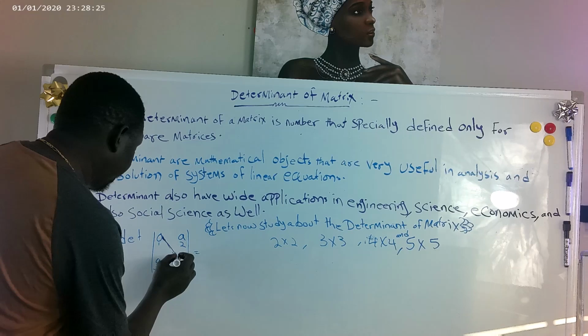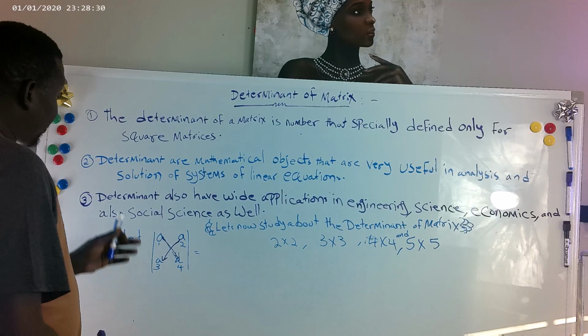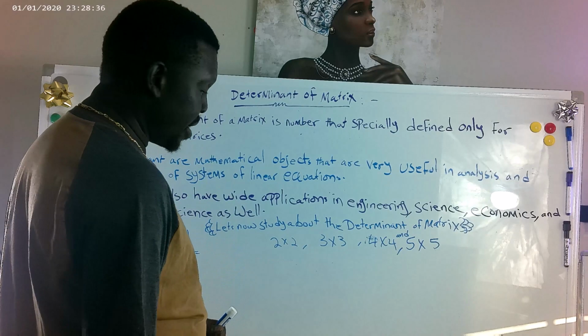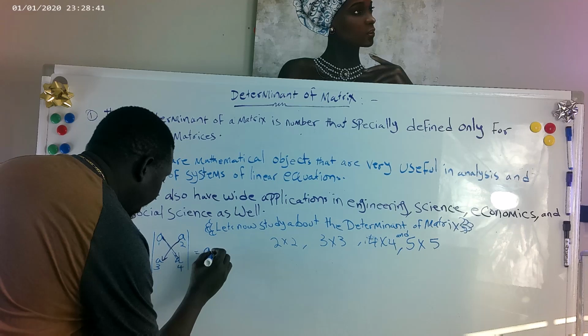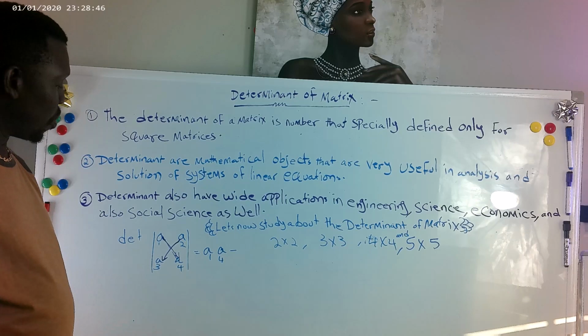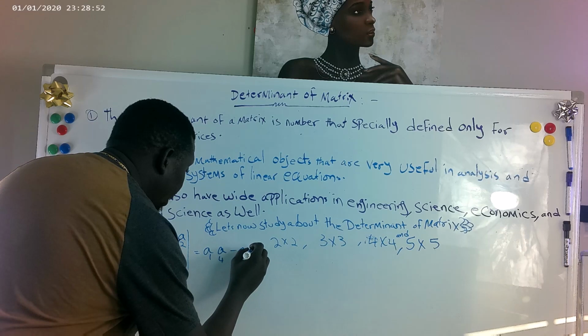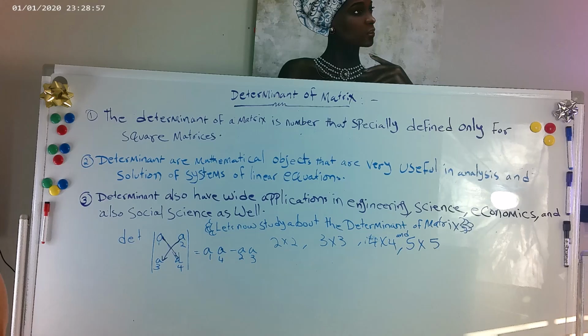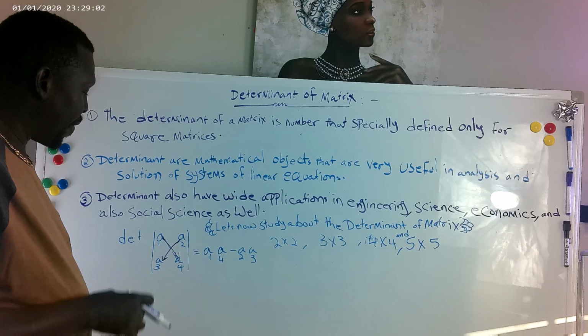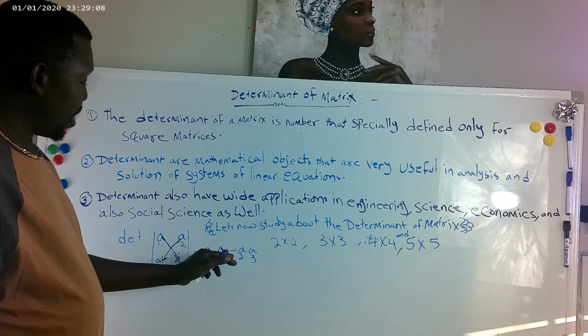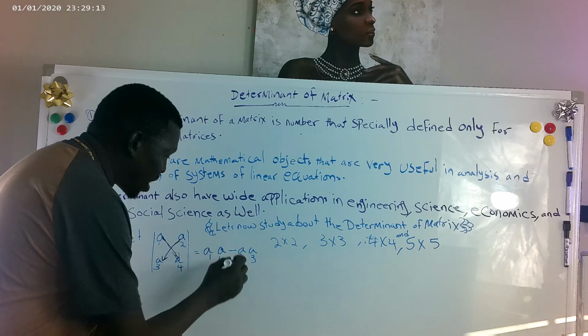Usually you start from upper left to lower right. That would be A1 times A4, minus, you have to come with minus, A2 times A3. If I say solve this determinant, you solve it this way: A1 times A4 minus A2 times A3. This is the way we can solve the determinant. But with letters, we cannot see it well.